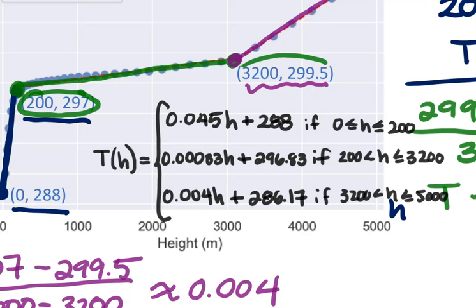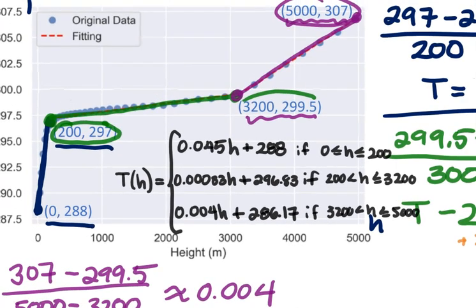That 5,000 should definitely get an equal to because it didn't show an open circle at the end of the graph. There's no reason for us to think that that should be excluded. So that is my final answer. You write down all 3 pieces, connect them with a squiggly bracket, give their domain restrictions.